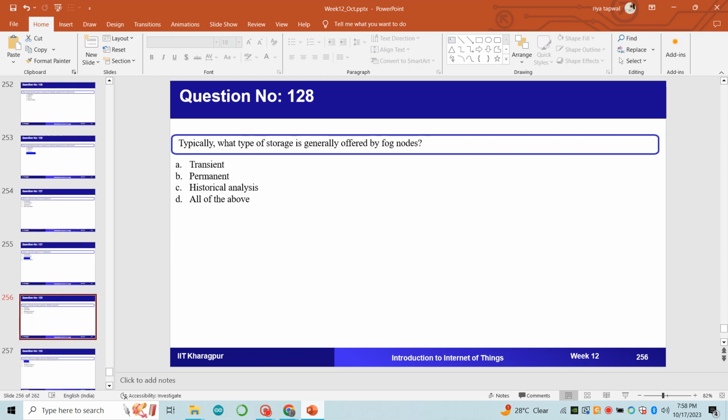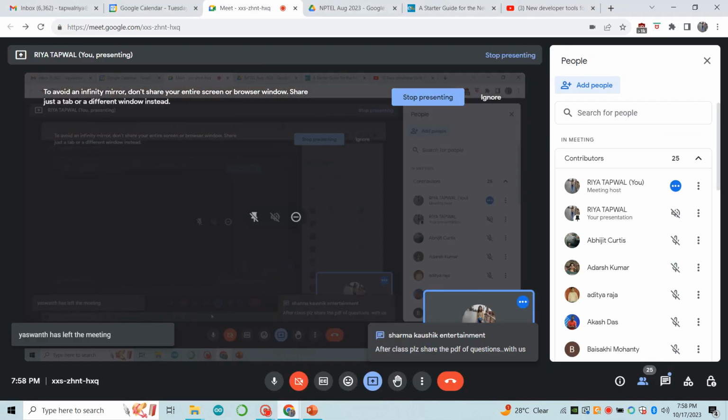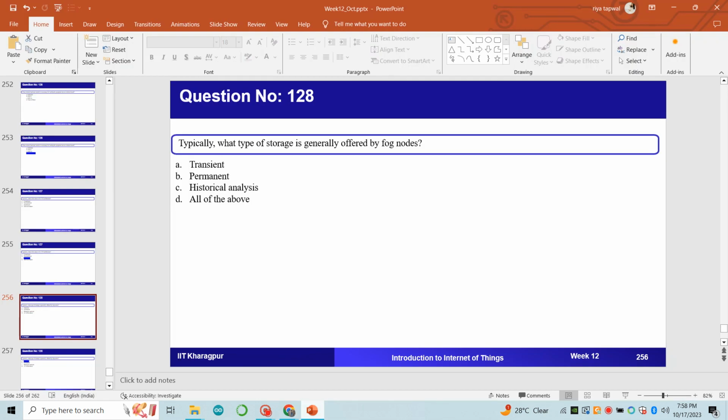Next question is, typically what type of storage is generally offered by fog nodes? Options are transient, permanent, historical analysis, all of the above. All of the above. Anyone else? It's transient storage, because if fog nodes were to store the data permanently, it is not really possible, since the storage provided by fog is very limited. So transient storage is offered by fog nodes.